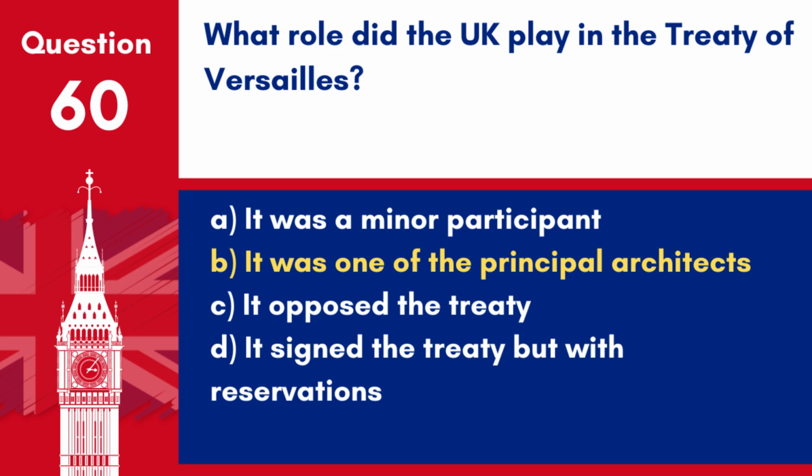Answer: B. It was one of the principal architects. The UK played a significant role as one of the principal architects of the Treaty of Versailles in 1919, which formally ended World War II and imposed various terms on Germany.